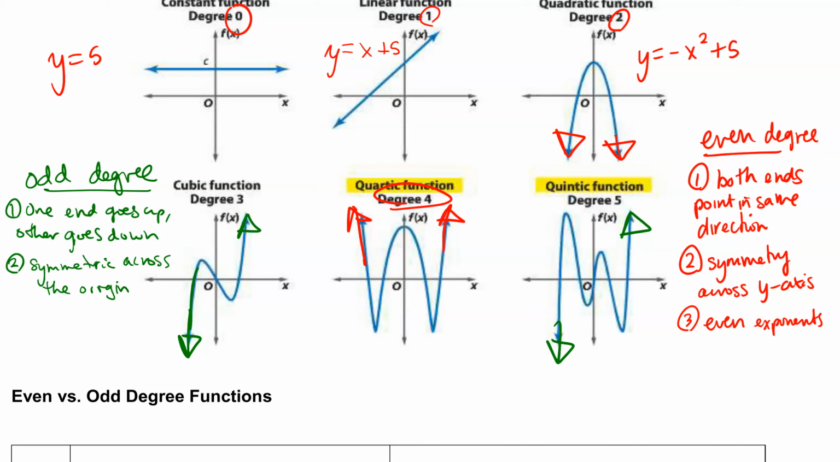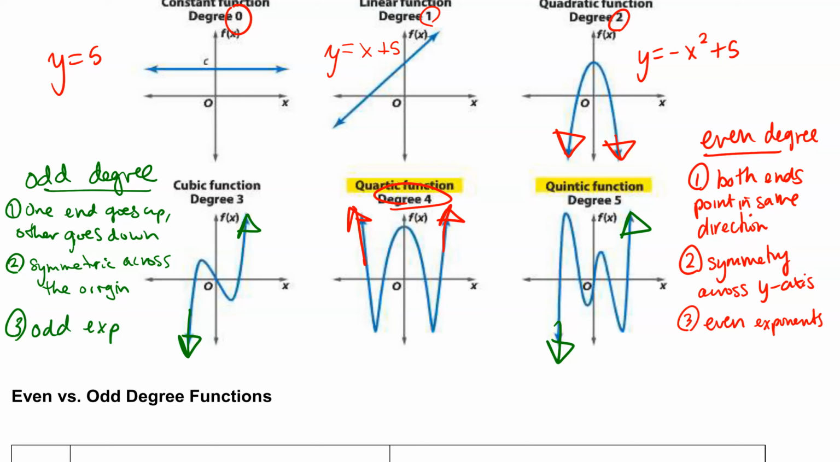All right, so if we take this cube function and I rotate it 180 degrees, I'm going to move it over here and rotate it 180 degrees. It's the exact same function. And then the third thing: it's an odd degree. That means it has an odd exponent as the largest exponent, an odd number: 1, 3, 5, 7, 9, 11.